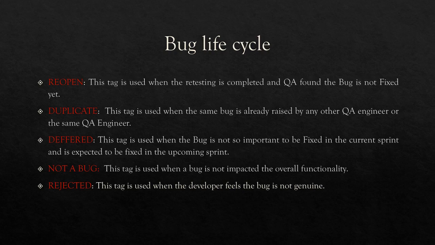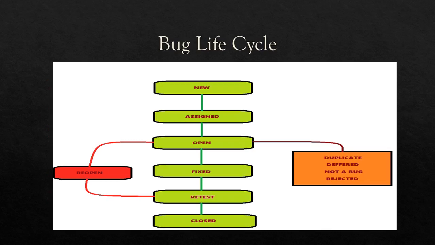Next tag is not a bug. So this tag is used when the bug is not impacted the overall functionality and can be ignored. Next tag is rejected. This tag is used when the developer feels the bug is not genuine, so they mark it as rejected. So generally the bug is first introduced, then assigned to a particular dev team.